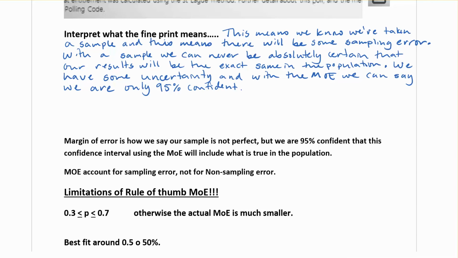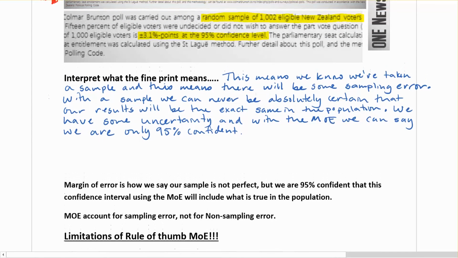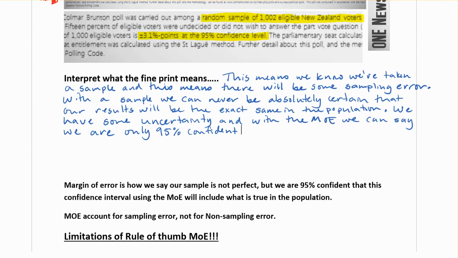So I paused that just so you wouldn't have to watch me writing at all. But if we think about this fine print again, this means we know that we've taken a sample. And this means there will be some sampling error, right? A sample does not tell us exactly what's happening in the population. So with a sample, we can never be absolutely certain that our results will be the exact same in the population. We have some uncertainty.